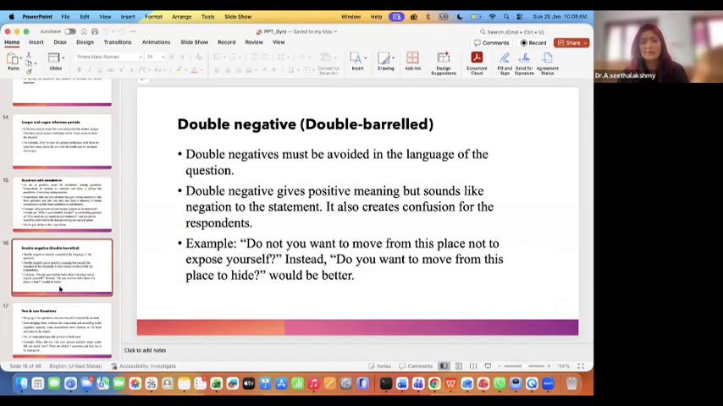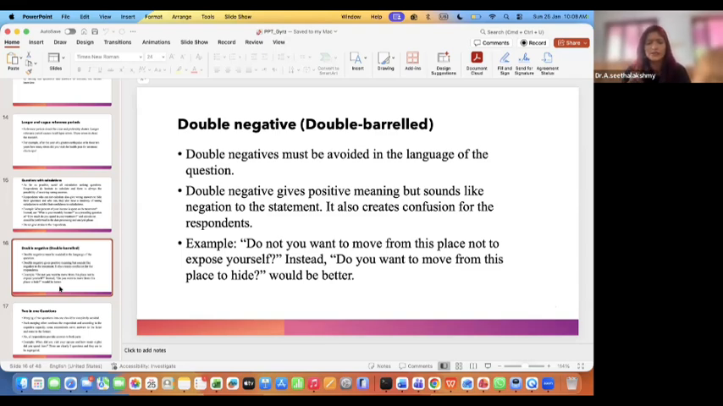Another is double-barreled or double-negative questions. Because the question should be in one line, you should not ask too many things. So what we generally do is put it in such a way that one question itself has two answers.